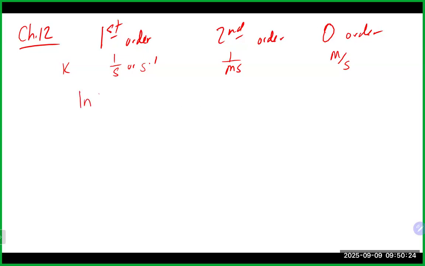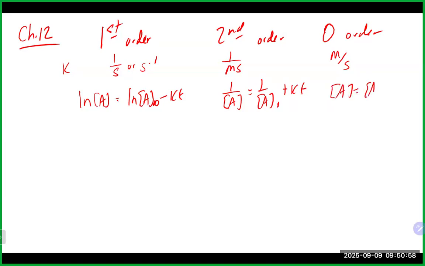So we've got the natural log of A is equal to the natural log of A naught minus kt. We also have for second order, 1/A is equal to 1/A naught plus kt. And lastly, here we have A is equal to A naught minus kt. Remember, these are basically our concentration versus time dependency equations.